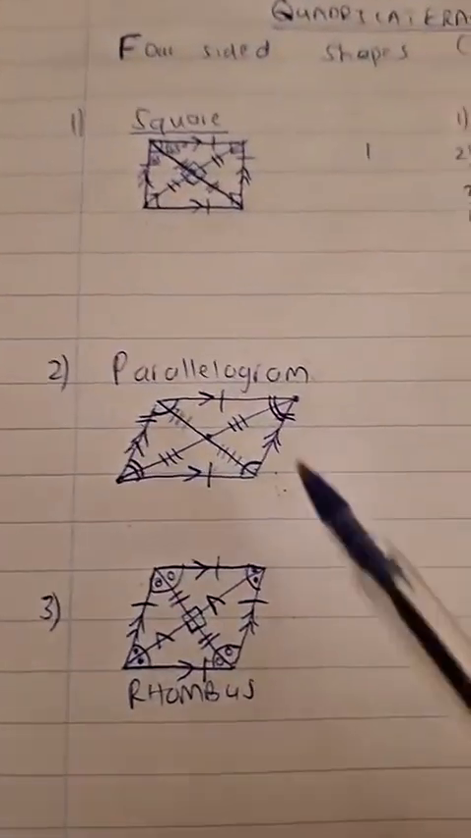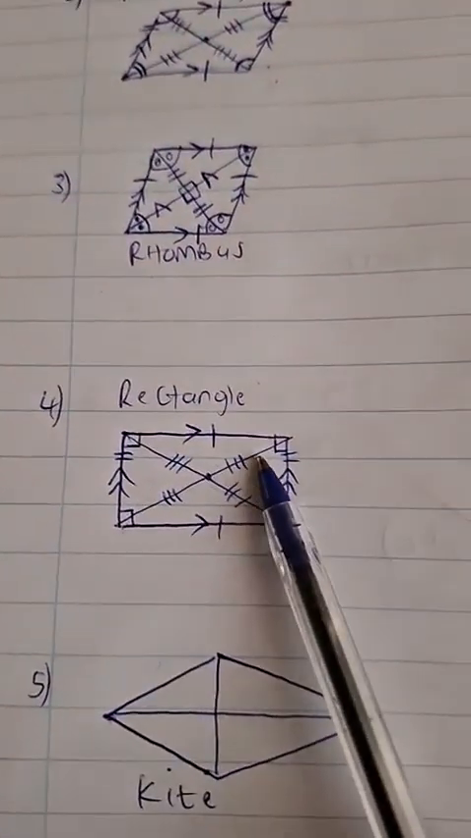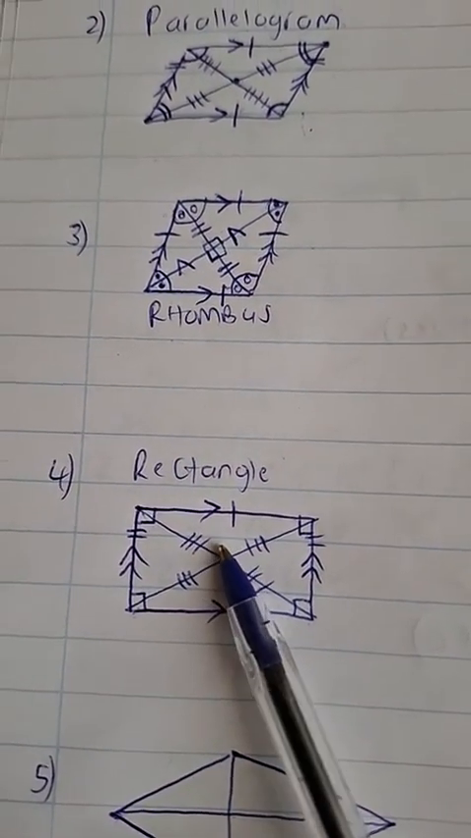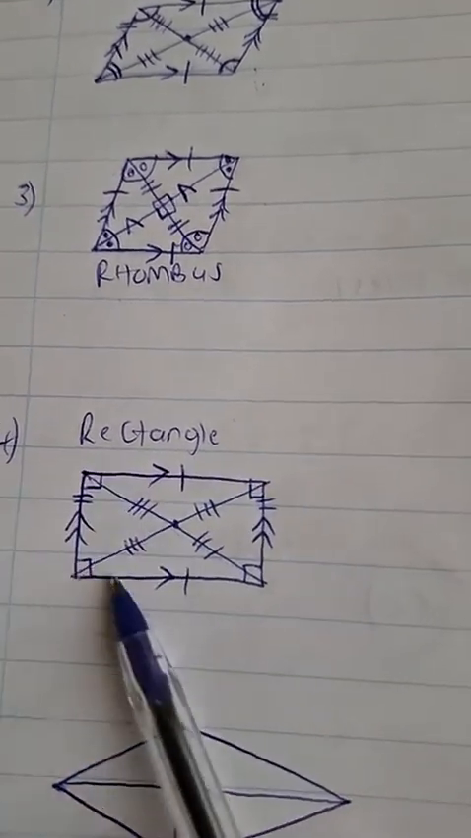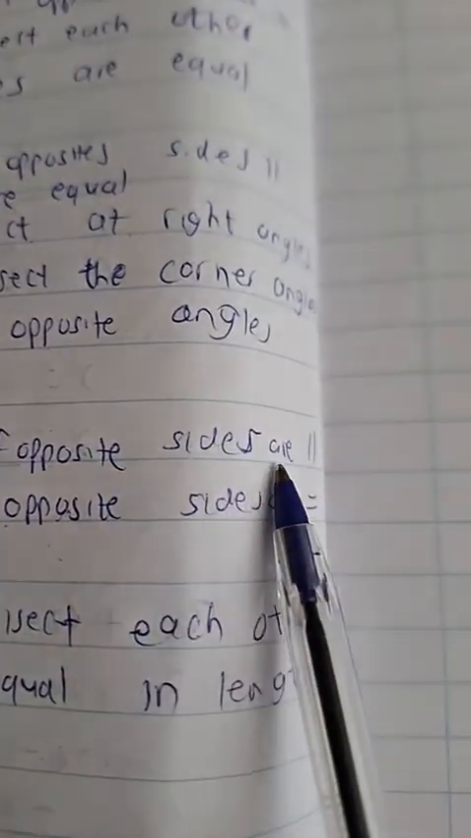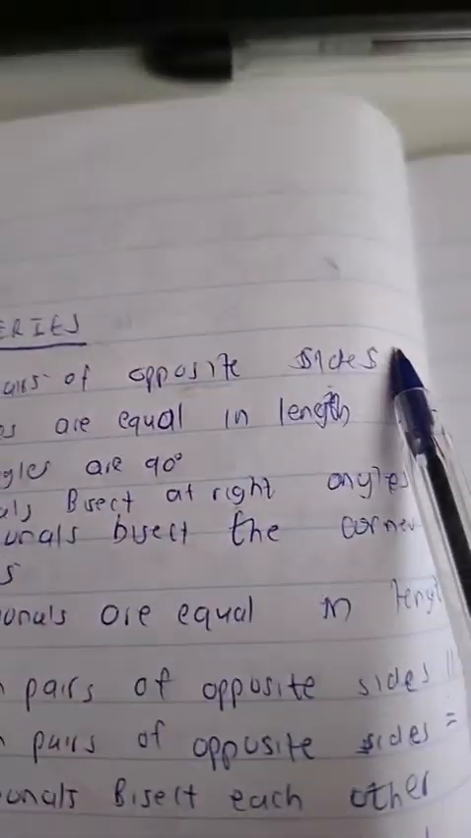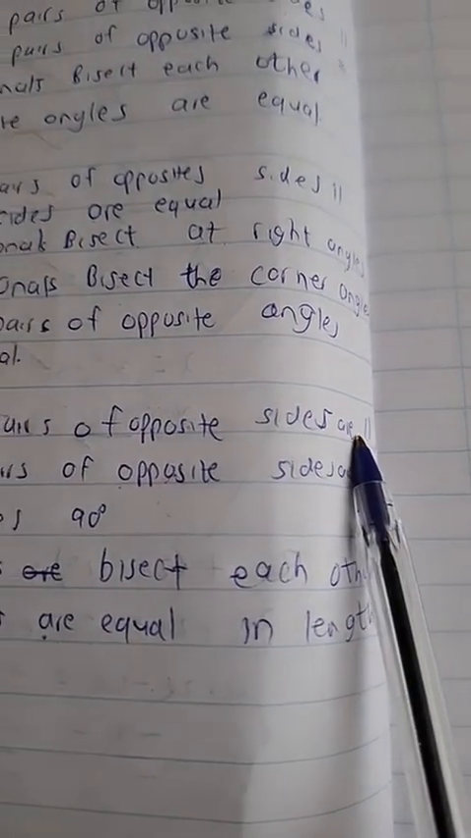Okay, right, let's look at a rectangle, which is kind of close to a square but very different, and I'll show you how. So a rectangle has both pairs of opposite sides parallel. Okay, so just like the square has both pairs of opposite sides parallel, the rectangle also has both pairs of opposite sides parallel.